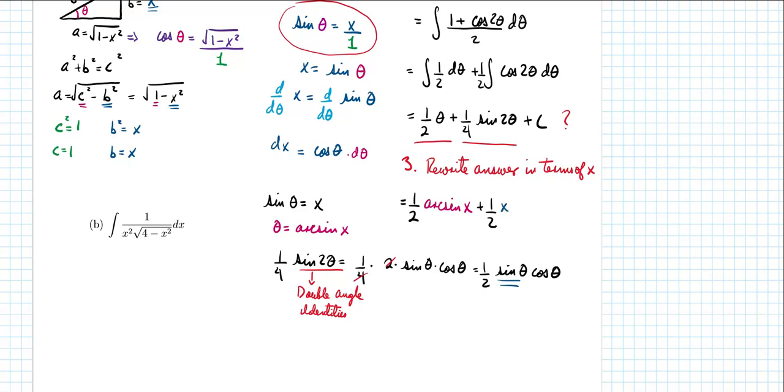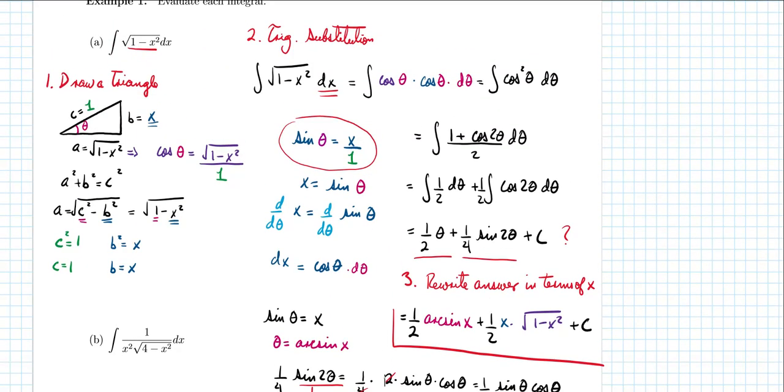Now what about the cosine of theta? Well, the cosine of theta was defined here as the square root of 1 minus x squared. Okay, now with all these substitutions, we no longer have any thetas. Everything is in terms of x. So the last and final thing to do here is to add a c. And there we go. We would be done. This is the method of trigonometric substitution.